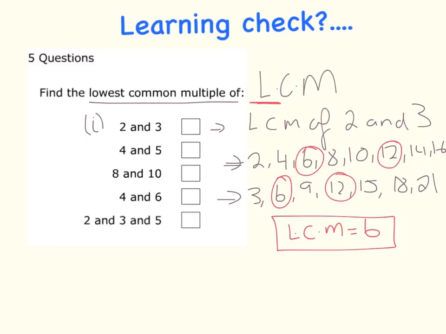All right, so I've done the first one for you. Have a go with the rest of them here: 4 and 5, 8 and 10, 4 and 6. And this one, tricky enough, you're going to list the multiples of 2, the multiples of 3, and the multiples of 5. And you are going to see what is the lowest common multiple.